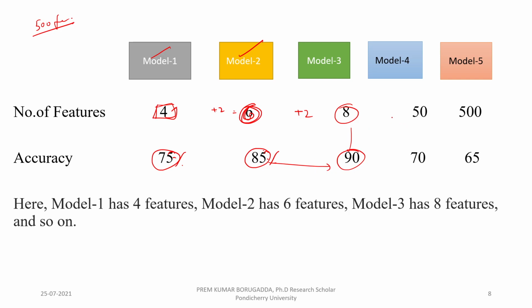Suppose I take 50 features. My accuracy may be 70%, which means it reduces from 90 to 70. If I take all 500 features of the dataset, my accuracy is the worst compared to the rest of the accuracies. So why did this happen? Let's see.